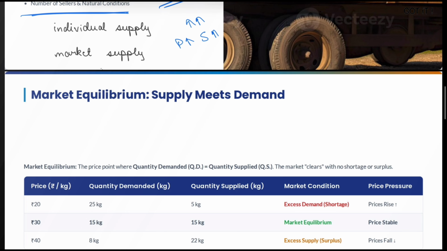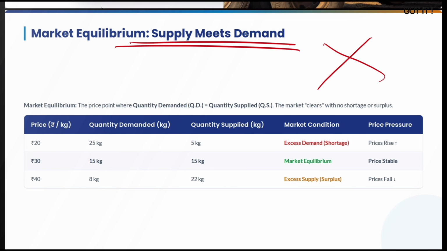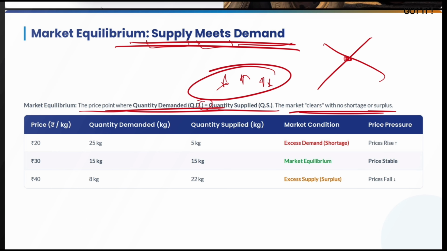So next, moving to the market equilibrium. What is market equilibrium? When the supply curve meets the demand curve, that is called the market equilibrium. Market equilibrium is the price point where the quantity demanded and the quantity supplied become equal. So the market clears with no shortage and no surplus. There will not be less supply and more demand, or more demand and less supply. Everything will be in proper proportions.